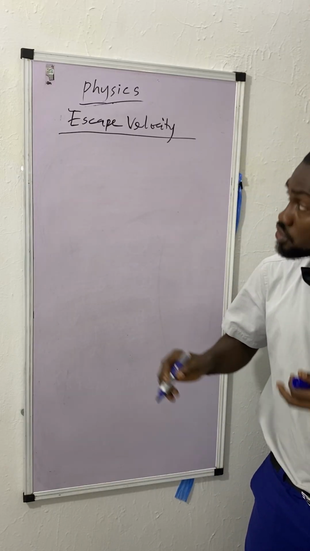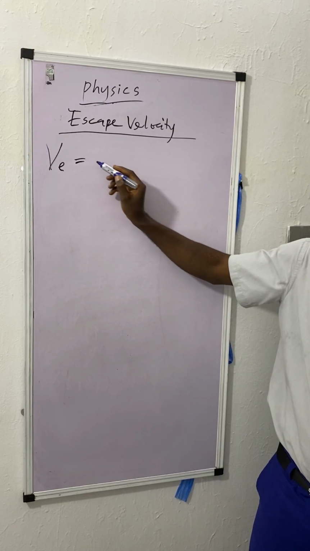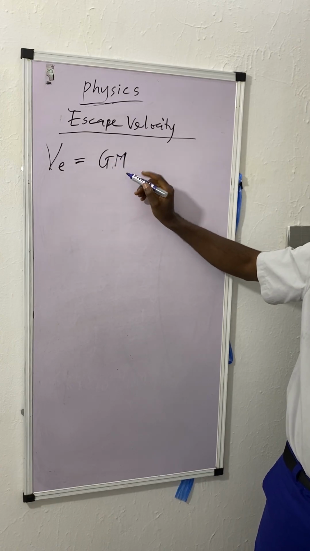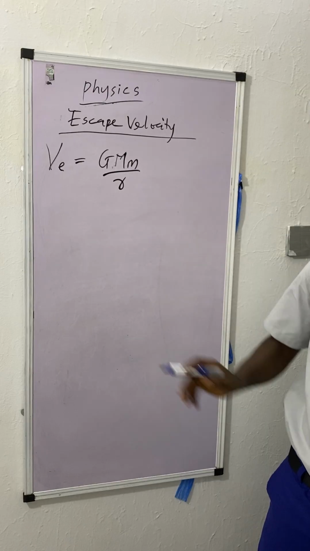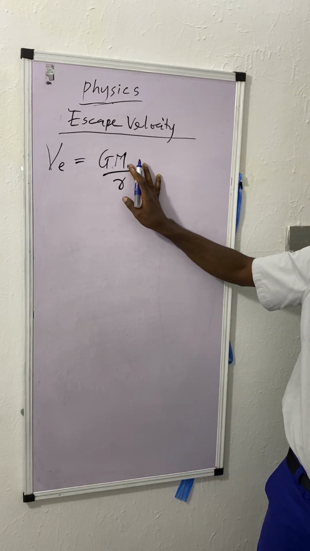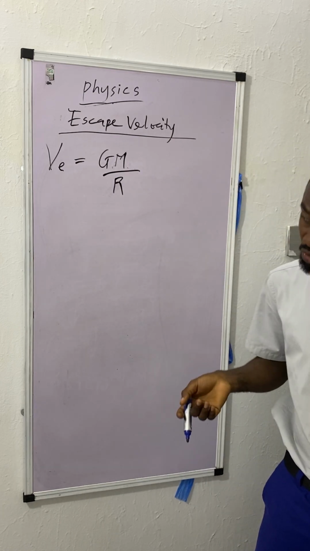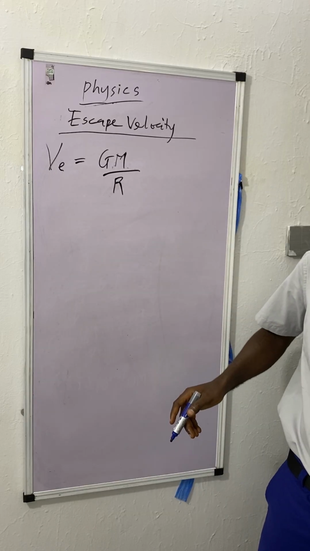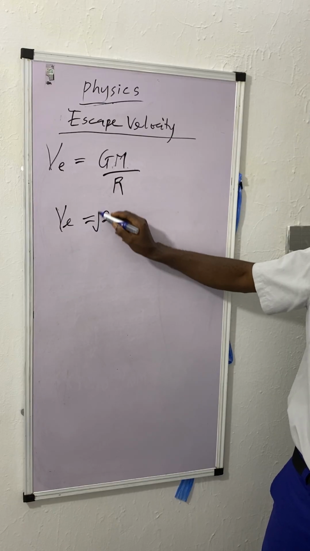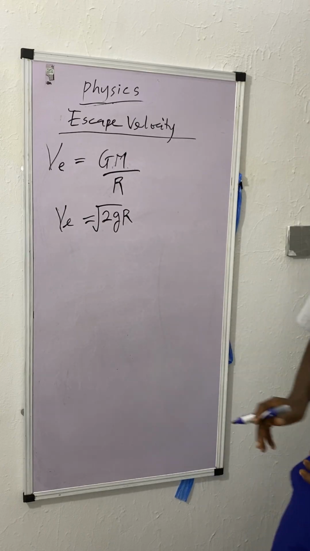Escape velocity is given as VE. Escape velocity is equal to the square root of 2GM over R, where capital M is the mass and R is the radius. The radius is put in capital letter, but normally small letter is used for radius, but I don't know why they use capital letter here. Then the second formula is the one that has roots. VE is equal to the square root of 2 times acceleration due to gravity times radius. So this one is the second formula.